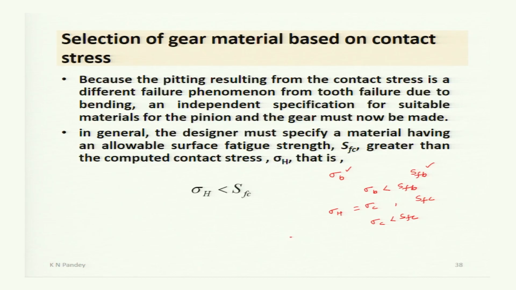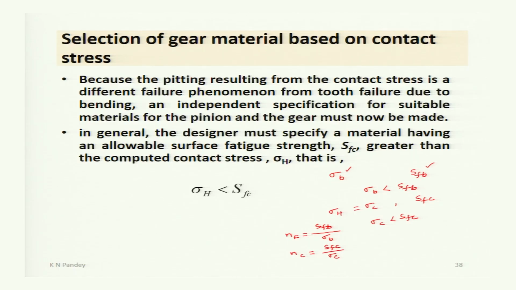From these two, you will get the factor of safety guarding against bending fatigue, NF, and that is SFB, fully corrected bending fatigue strength, divided by the bending stress which is acting, applying all the factors. Similarly, the factor of safety guarding against the surface contact stresses or the surface fatigue is NC, and that is SFC divided by sigma C.